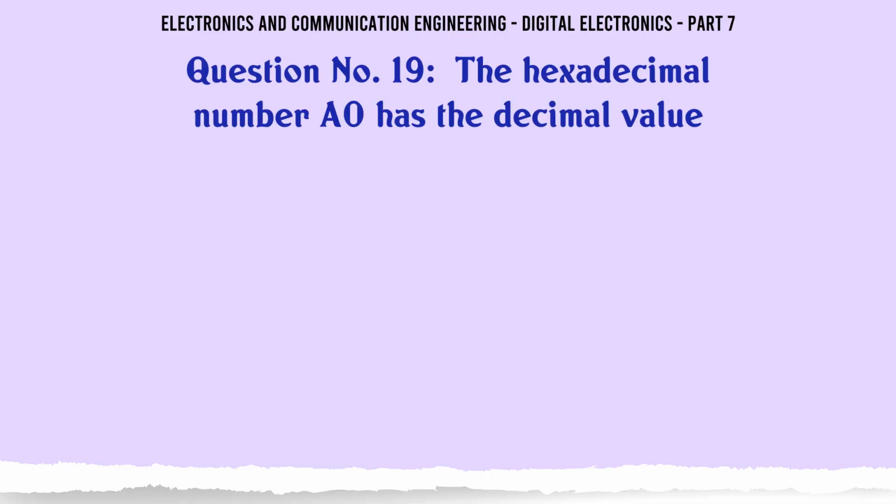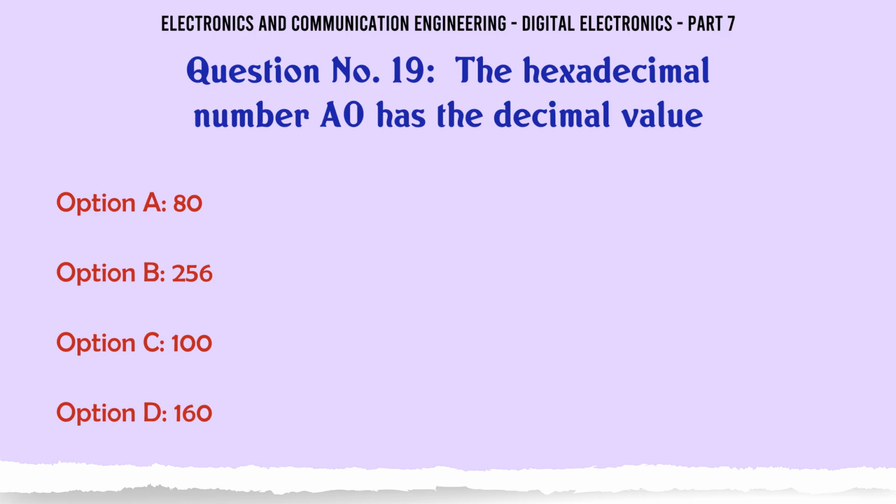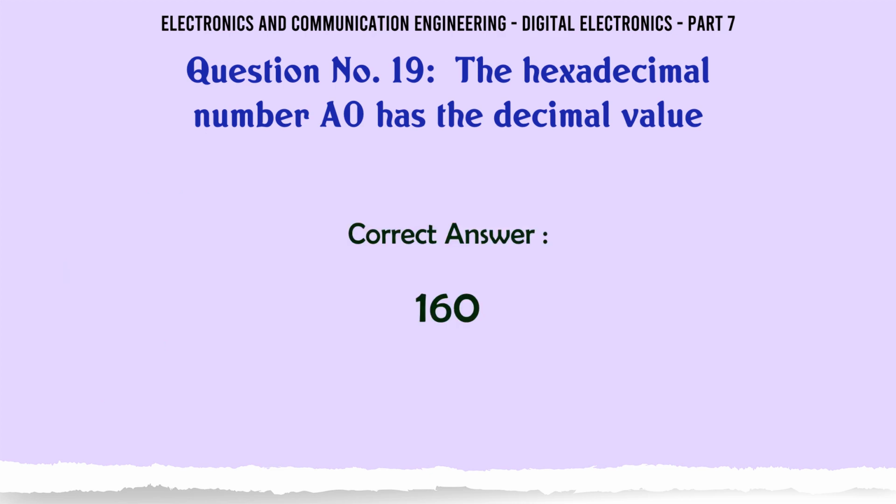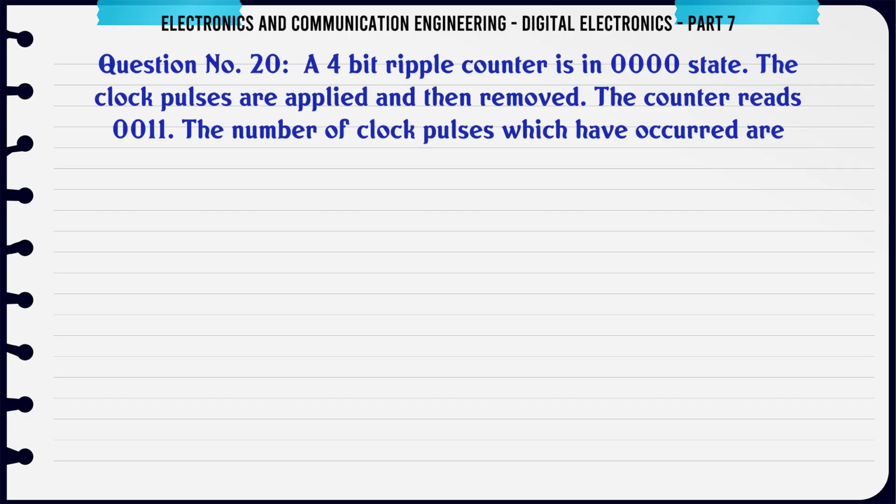The hexadecimal number A0 has the decimal value: A. 80, B. 256, C. 100, D. 160. The correct answer is 160. A 4-bit ripple counter is in 0000 state.